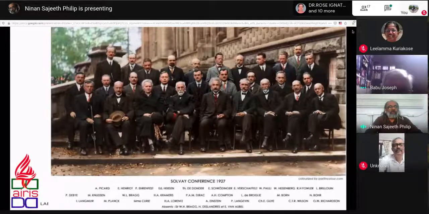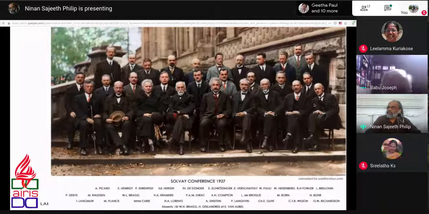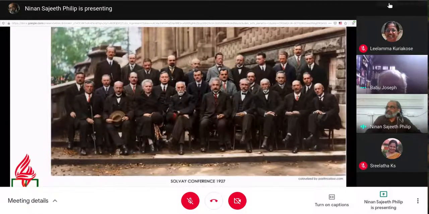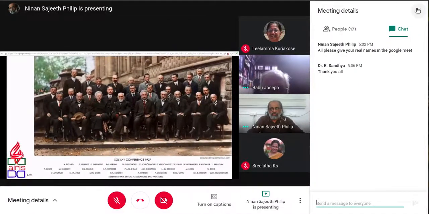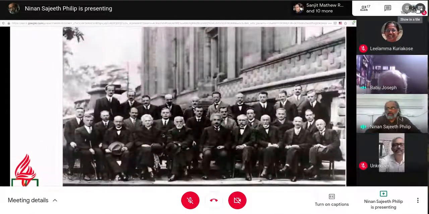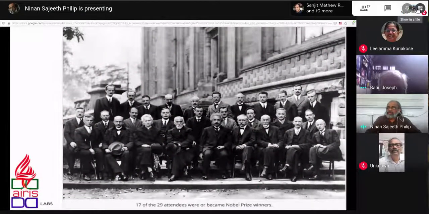always familiar to all of us, which is the Solvay conference held in 1927. In fact, 17 of these people got the Nobel Prize in the following years, which is why this picture became so famous. Now, there is a difference between this picture and the original photograph. The original photograph was in black and white, whereas this is a color version.